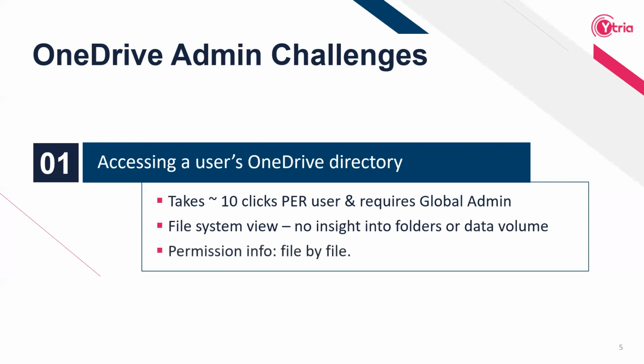The other challenge that we hear about frequently is permissions. So how do I see what files were shared by that user and with whom? This is available when you access a user's OneDrive, but it's only available file by file, right? So you really don't get an overview here.